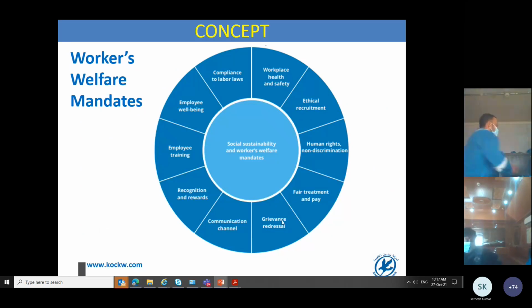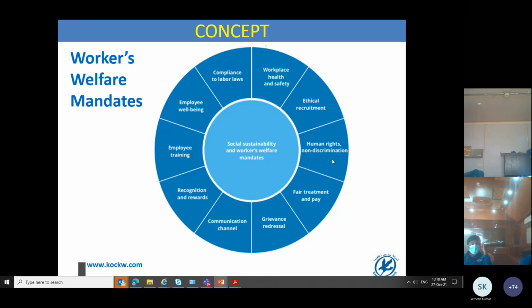Again, I already briefed on the welfare mandates, but I'm just going to go through this circle and talk about that. Basically, it talks about workplace health and safety, ethical recruitment, human rights and non-discrimination. Now we are working with the International Finance Corporation, IFC. The KPC is getting some financial assistance from them, and as part of that, they are reviewing these welfare procedures and other things. So that is also one of the IFC requirements: human rights and non-discrimination, fair treatment and pay, grievance redressal, communication channel, how you are communicating with your employees, motivation, recognition and rewards, employee training, employee well-being, compliance to labor laws. That's one of the important things.